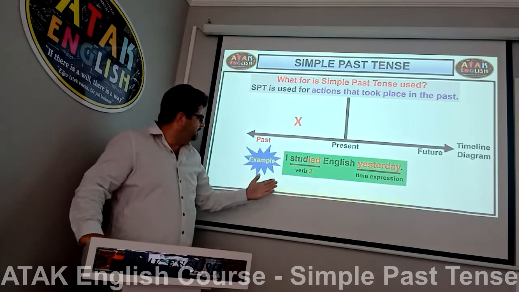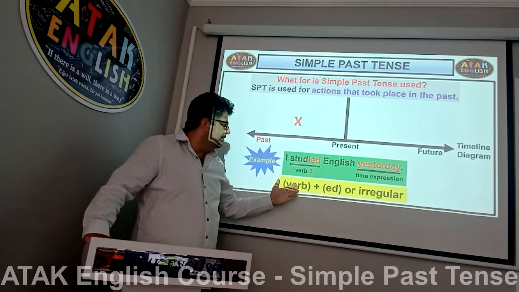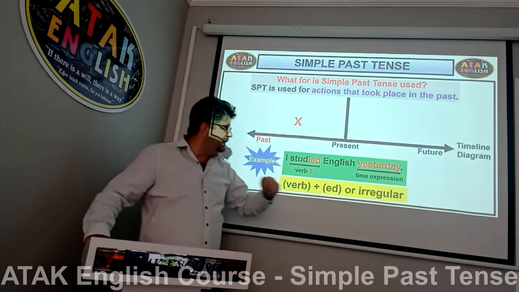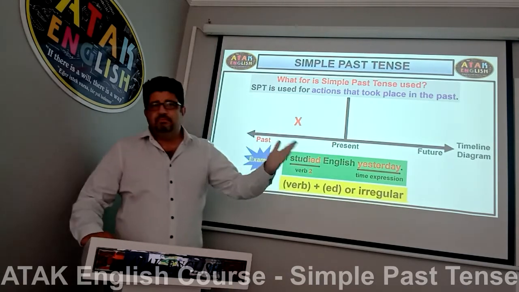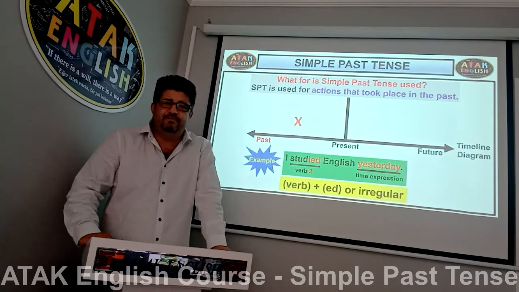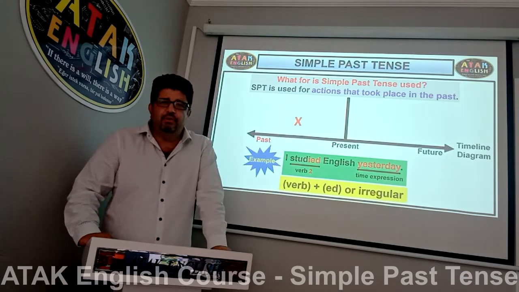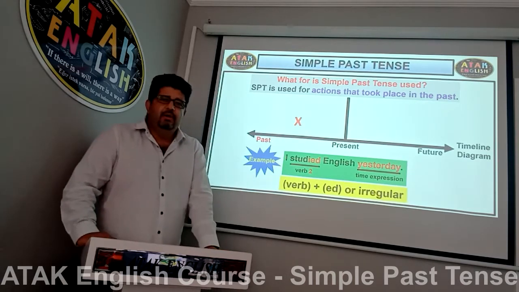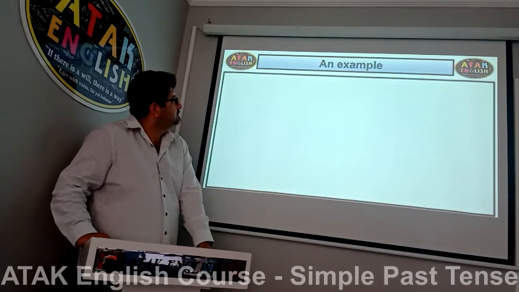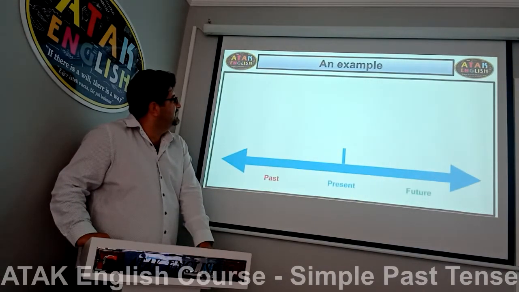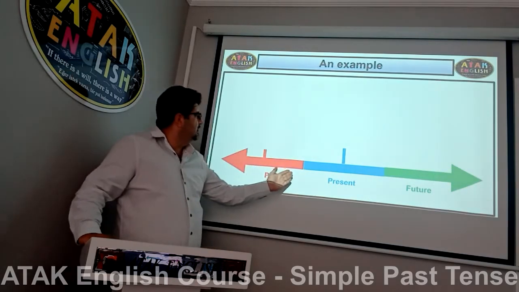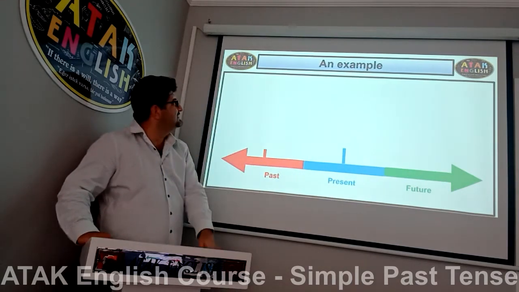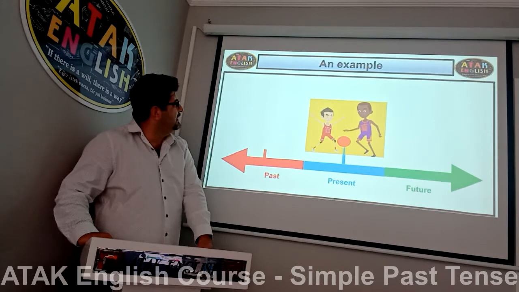What is our word format? Word plus ed if it is a regular verb. If it is an irregular verb, it changes. Sometimes all 3 forms are different. Sometimes all 3 forms are the same. So it changes from word to word. Let's try to give an example. There you go. Our timeline diagram, present, future, and past. Here comes our example.